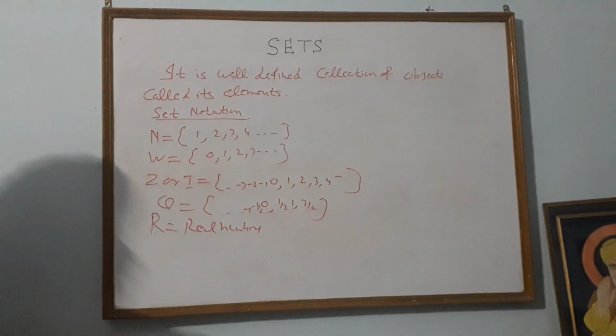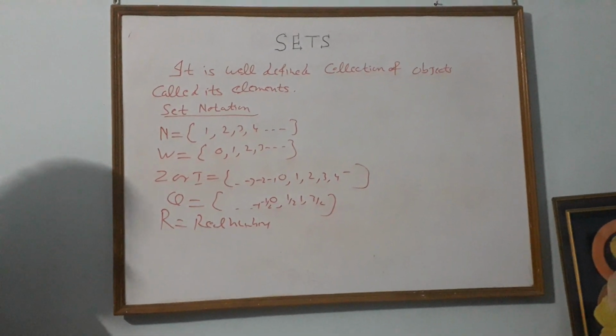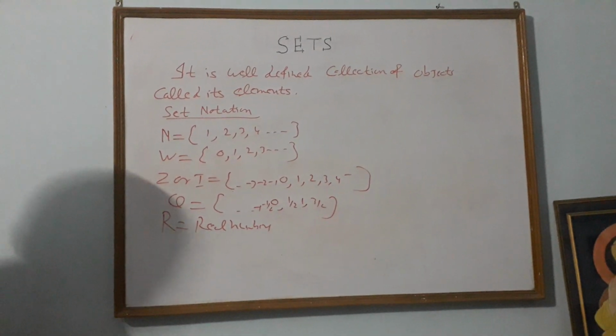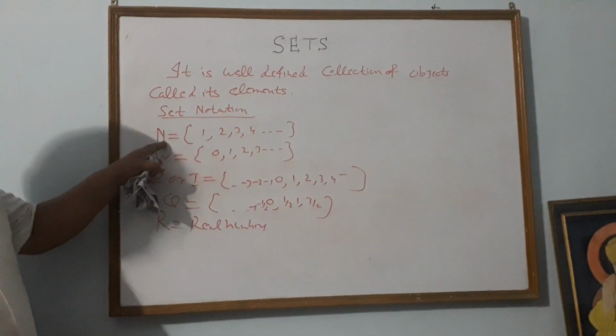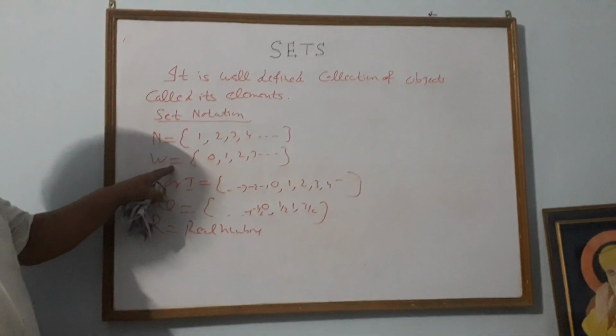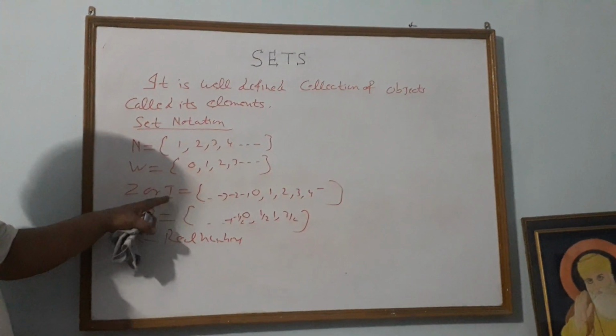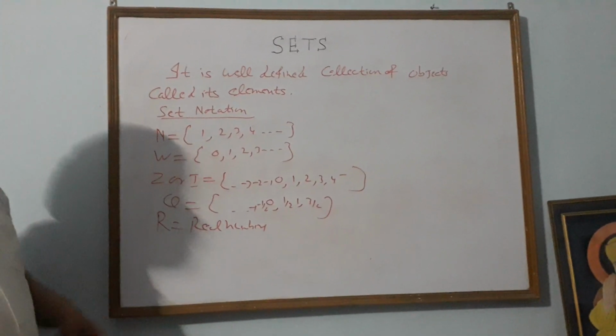Now certain sets are finite sets and certain are infinite sets. A finite set means its elements can be counted and the counting comes to an end. So the set of natural numbers is an infinite set. The set of whole numbers is an infinite set. Integers are an infinite set. All these are infinite sets.